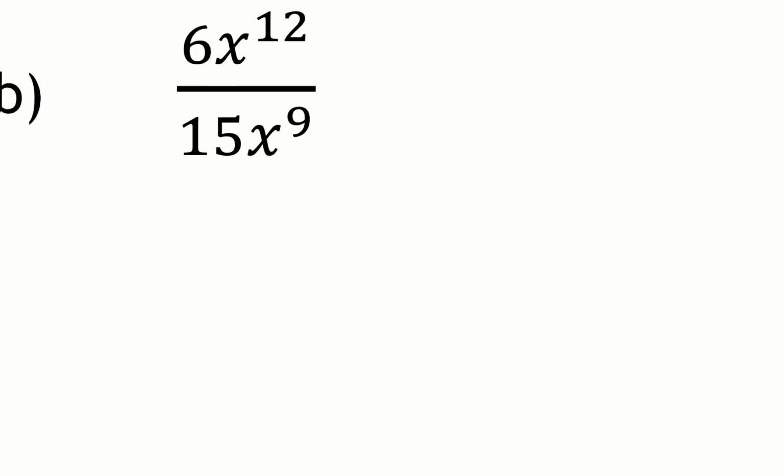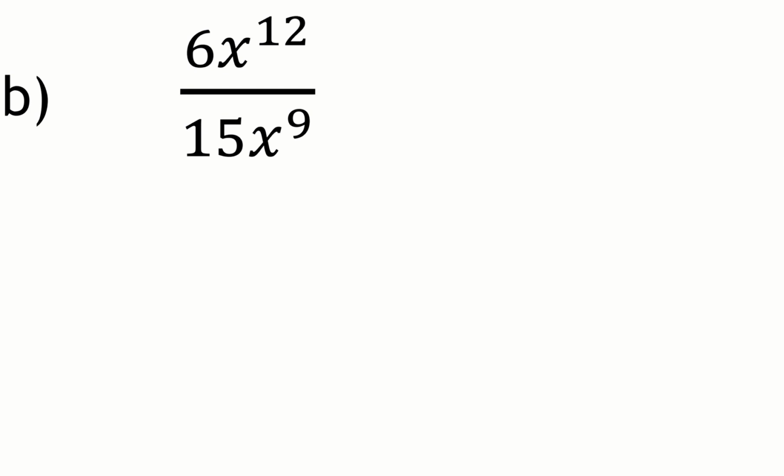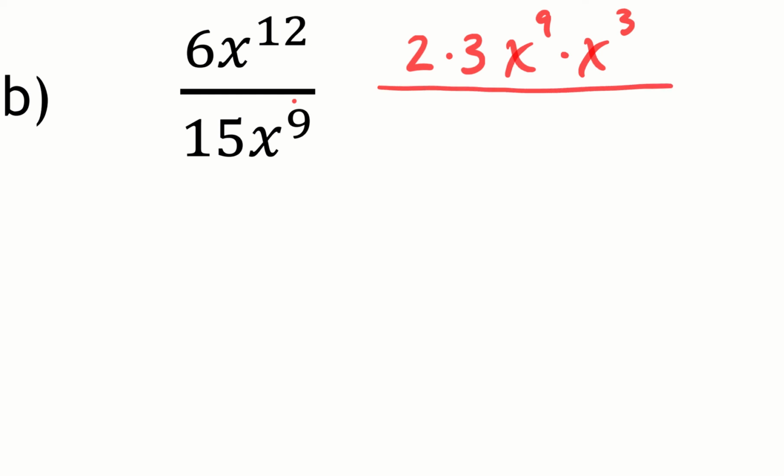Part B, because it is a fraction, I'm going to identify and write this as some ones that I can get rid of. So in my numerator, I do have 6, which is 2 times 3. And I see that I've got x to the 9th in the denominator. So I'm going to break up this x to the 12th power as x to the 9th times x to the 3rd. And that's all going to be over 15, which is 5 times 3, and then times an x to the 9th.